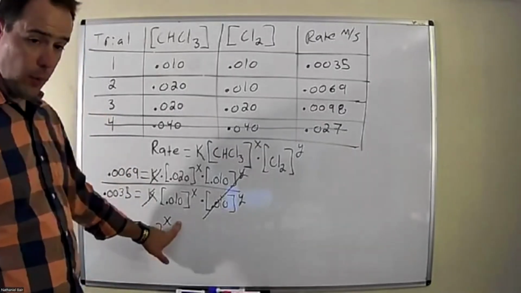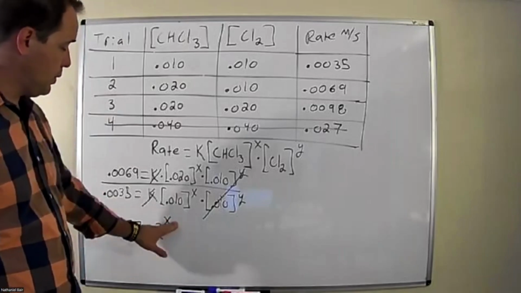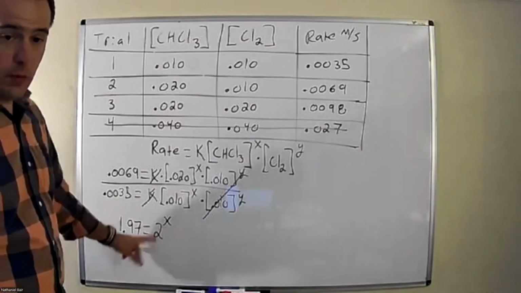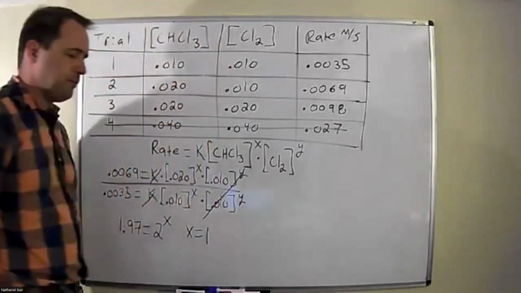2 to the what power? 0, 1, or 2, right? Those are options in this class. 2 to the what power gives us essentially 2? Well, to the first power, right? So x must be first order.